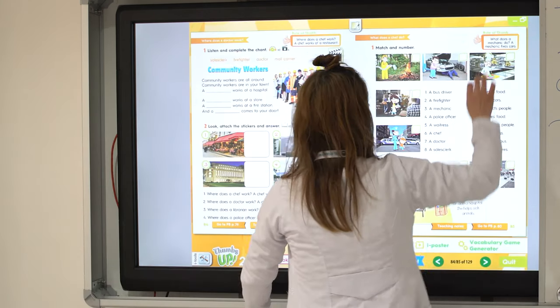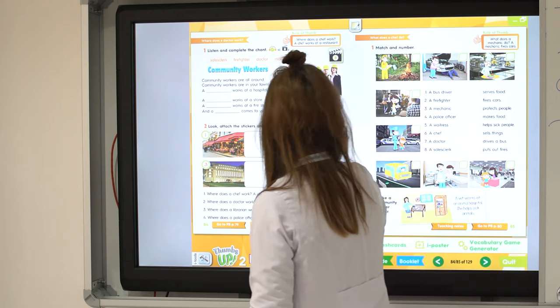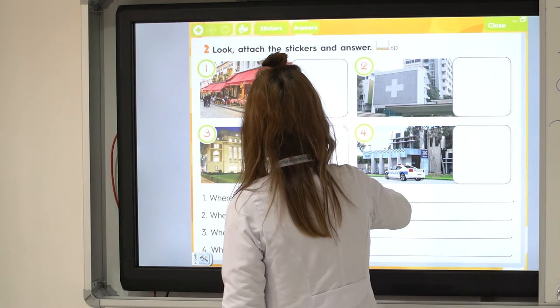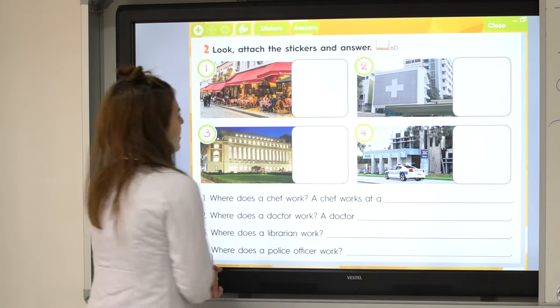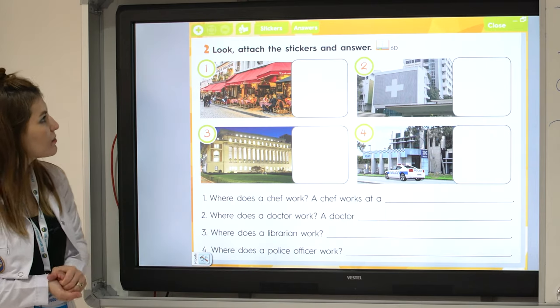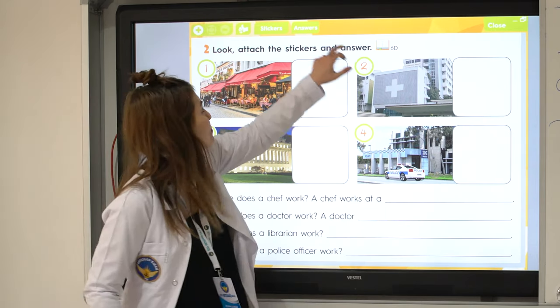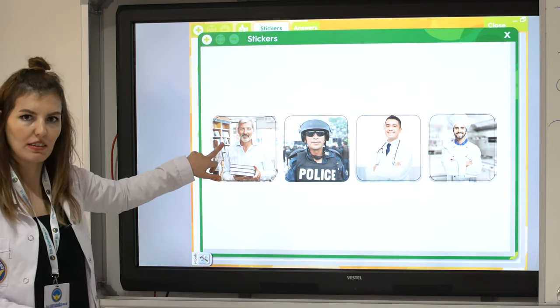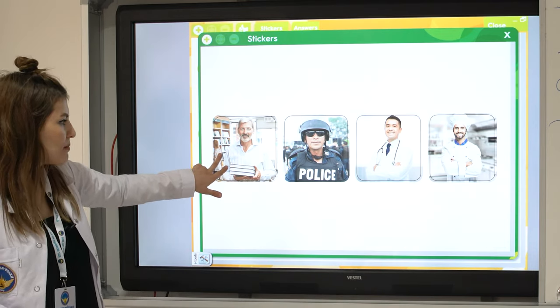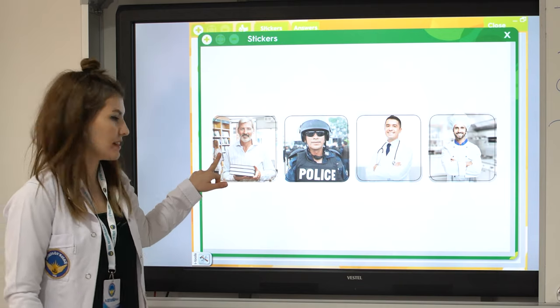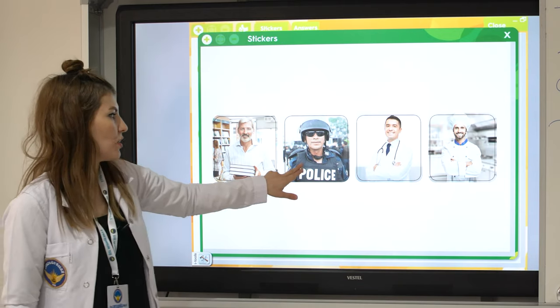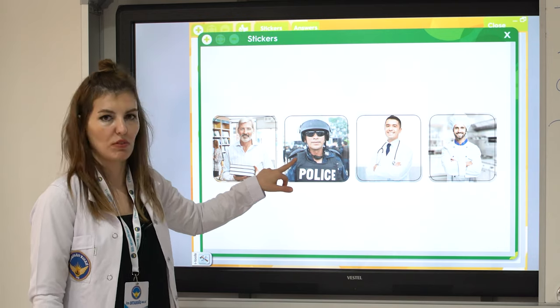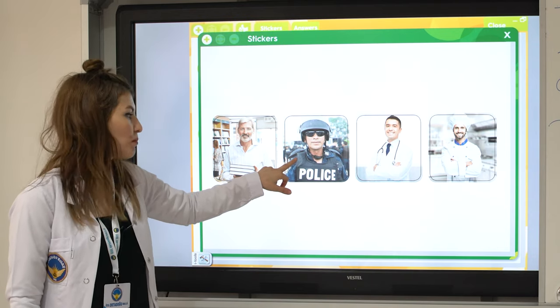And we finished this activity. Now you will take your stickers. Who is he? Do you know this man? This is a librarian. He works at a library. Who is he? He's a police officer. He works at the police station.